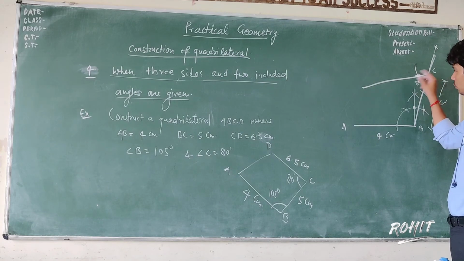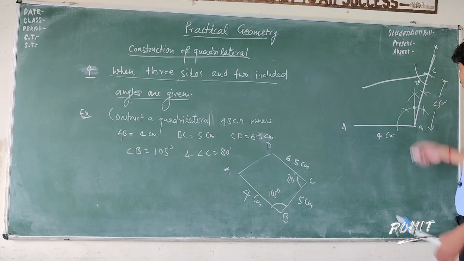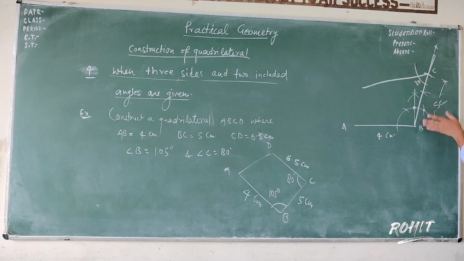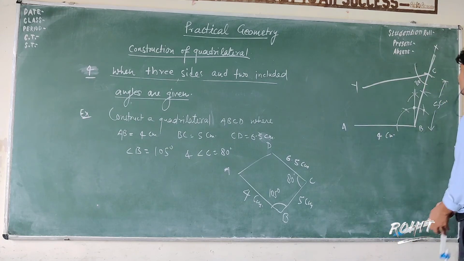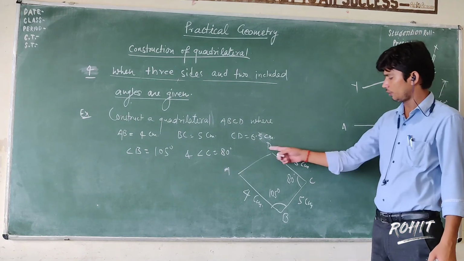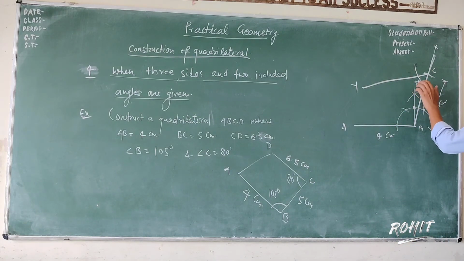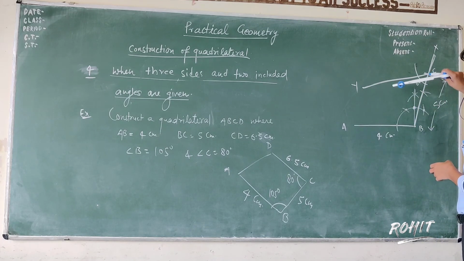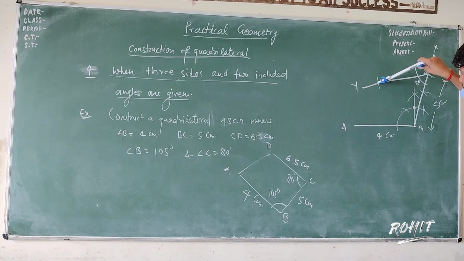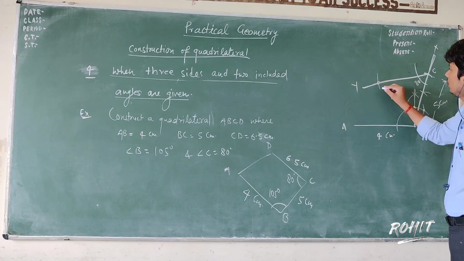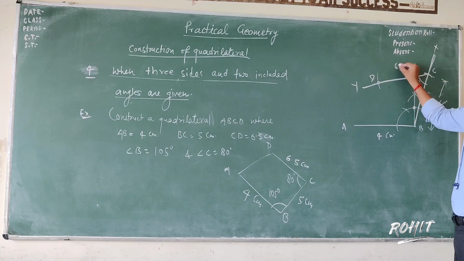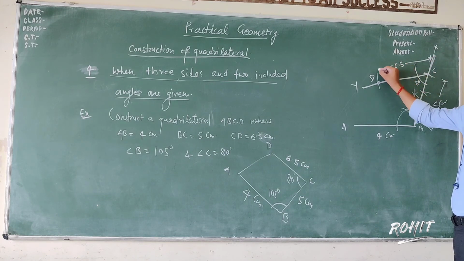Use the protractor to construct this. So making 80 degree angle from the line BC, draw a ray CY. Now since CD is 6.5 centimeter, so cut the line segment of length 6.5 centimeter from CY. Take C as center and take a length of 6.5 centimeter and make an arc. This is the point, and this length is 6.5.